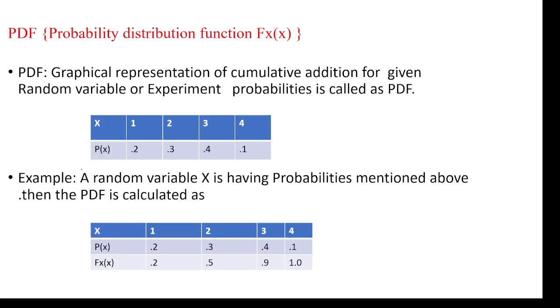Coming to one more example. A random variable x is having 4 real number values, and the corresponding probabilities are 0.2, 0.3, 0.4 and 0.1. Then what is the capital CDF? The first probability is 0.2, plus the next probability 0.3 gives 0.5. Next is 0.4 plus 0.3 plus 0.2, which is 0.9. Then 0.1 plus 0.4 plus 0.3 plus 0.2 is 1. So this is the cumulative addition. Like this, we can find the capital CDF.